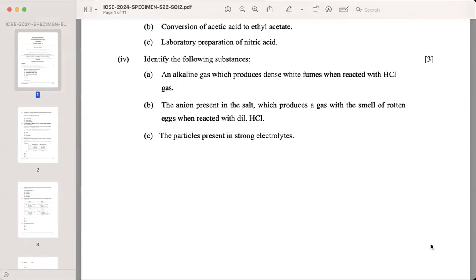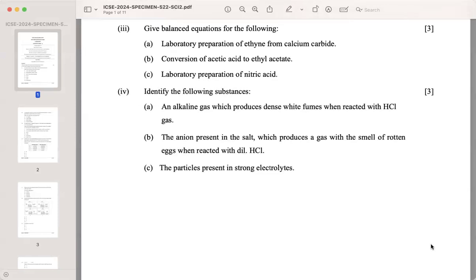Then it is saying the fourth part, identify the following substances. An alkaline gas which produces dense white fumes when reacted with HCl gas. It is your ammonia NH3. The anion present in the salt which produces a smell of rotten eggs when reacted with dilute HCl, it will be your sulfide ion.